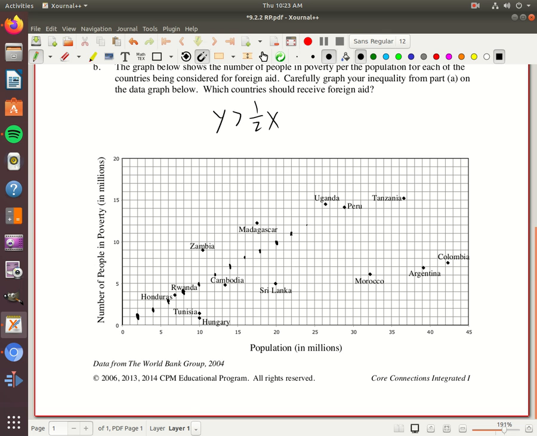So the question is, which countries does it include? Well, looks like Honduras. Rwanda is right on the point, so I would say no. It could be that if we zoomed in, we would see Rwanda is a little bit above the point or a little bit below the point, but just looking at it, it looks like it's right on the point, so we're going to say no, not Rwanda. Zambia, Madagascar, Uganda, it looks like Peru just misses out. Tanzania misses out. So these are the countries that are going to get aid. These are the ones that are not.